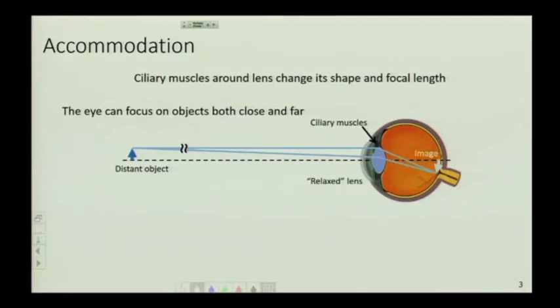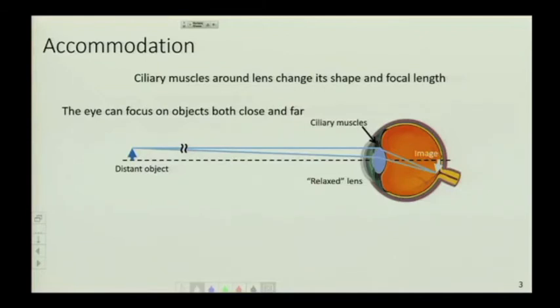So if I'm trying to look at a distant object, usually the eye lens is relaxed, the normal eye lens, and that is to say that rays coming from very far away are approximately parallel. So the distance between the lens and the retina is the focal length of the lens.